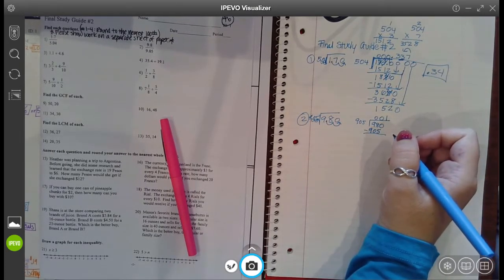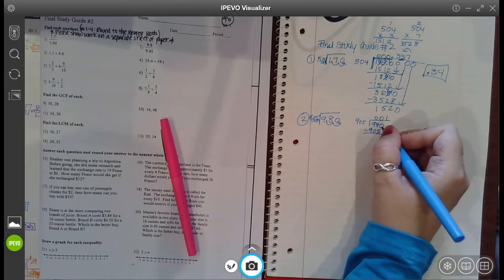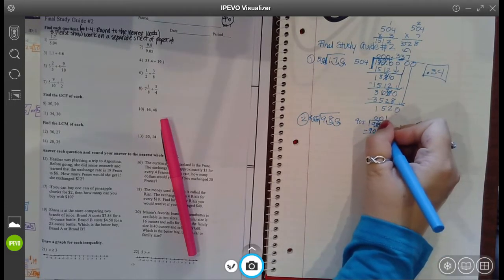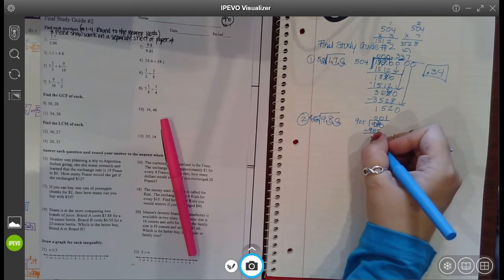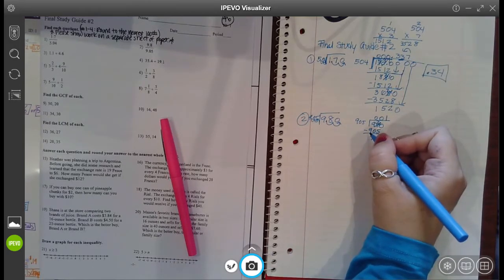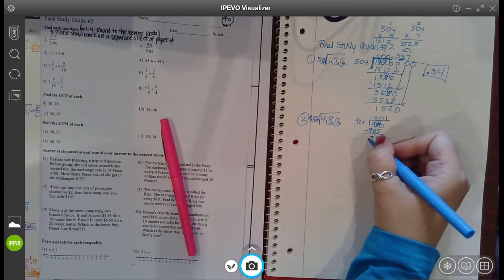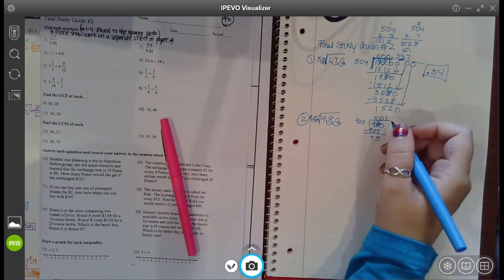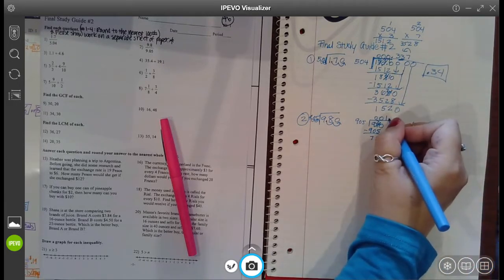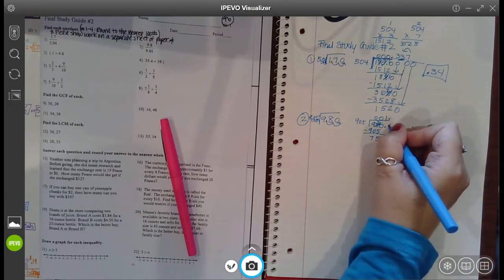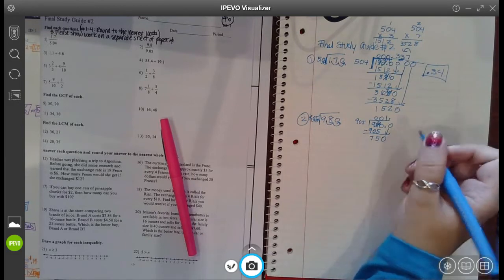Then, when you go to subtract, you can't take 5 from nothing. So borrow. 10 minus 5 is 5. 7 minus 0 is 7. And 9 minus 9 is nothing. This is less than what I was dividing by, so we're good to bring the next number down. There is nothing else to bring down. So add a decimal and a 0. Now I can bring that down.